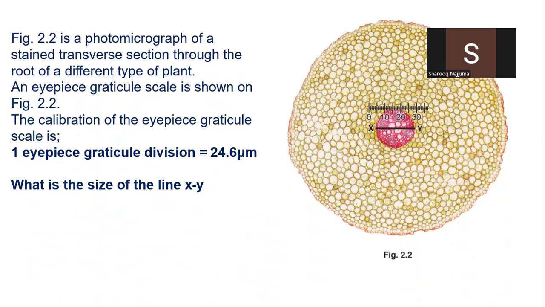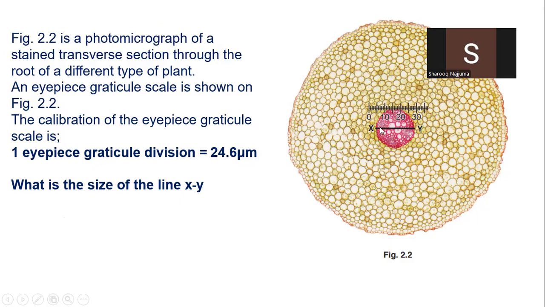We have a question here. Figure 2.2 is a photomicrograph of a stained transverse section through a root of a different type of plant. So we are having a root of a plant, and there is a section in the middle of the root. That section, that is the vascular tissue. It's running from line X to line Y. And they are telling us that one eyepiece graticule division is equivalent to 24.6 micrometers. What is the size of the line XY?